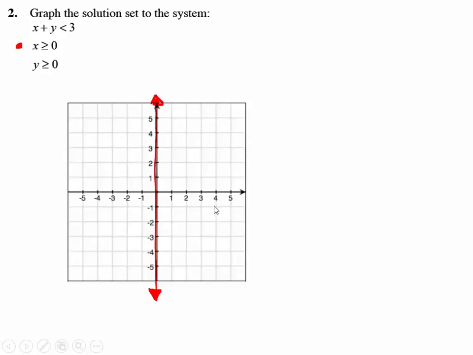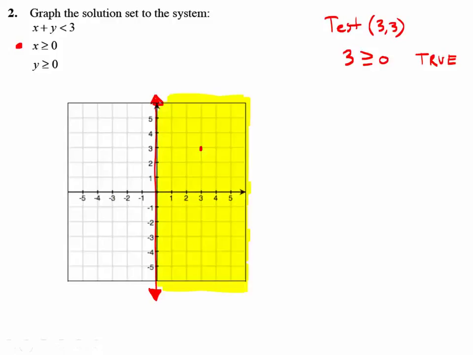This will be 4, negative 1. So the x values are all positive to the right. And again, if you need to, you can put a test point if you like. Just for the fun of it, let's test 3, 3. When you plug it in, you get 3 is actually greater than or equal to 0. Notice there's no y to plug in, since there's just an x that we're comparing. So that's true, shading off to the right for the first inequality.